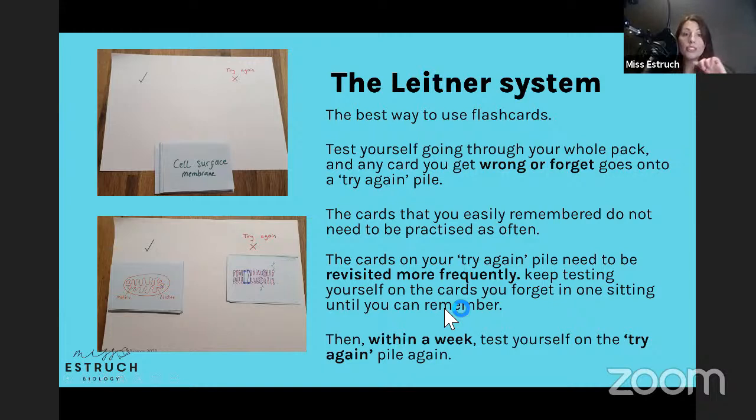And the frequency of that depends on how far away your test is. If you have a test coming up in a week or two, then the frequency would be every day. If you have a test maybe in a month, then it might be every few days or every week. And then the ones that you could remember, it would be maybe double that time again.